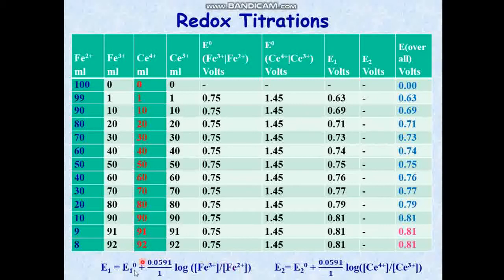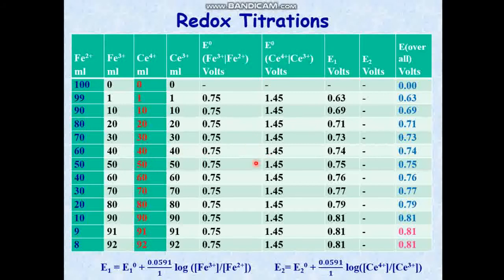You can also use the negative sign here. In that case, the reductant will be in the numerator and the oxidant will be in the denominator. But according to the IUPAC convention, I would like to suggest you use this equation. Okay, this convention.